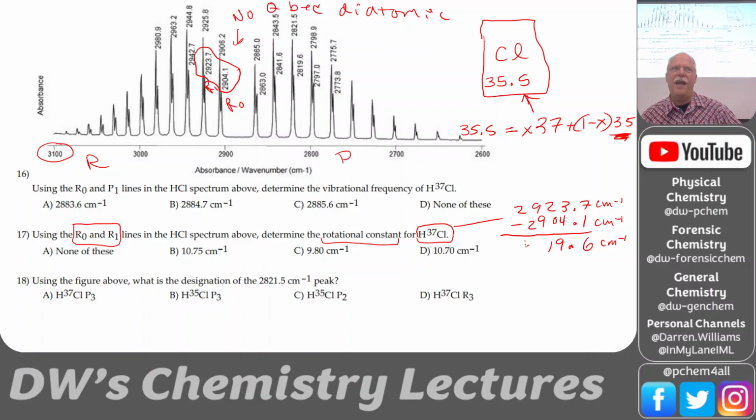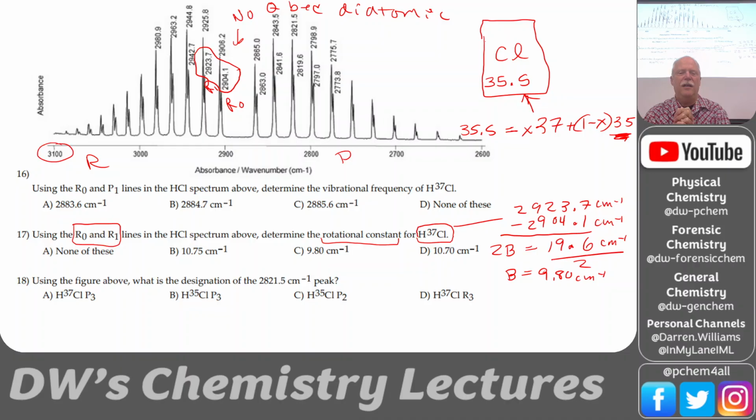So here's where I get to Hamlet. What do I mean by Hamlet? 2B, or 4B? This is an infrared spectrum, and so this is equal to 2B. So B is equal to that divided by 2. Do you know which one it is? Yeah, 9.80. Okay. All right. So that's how you find B.